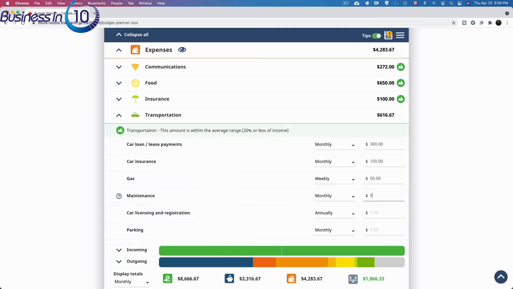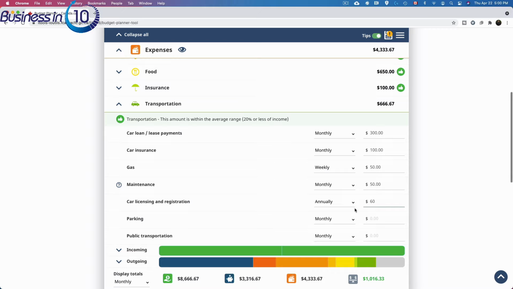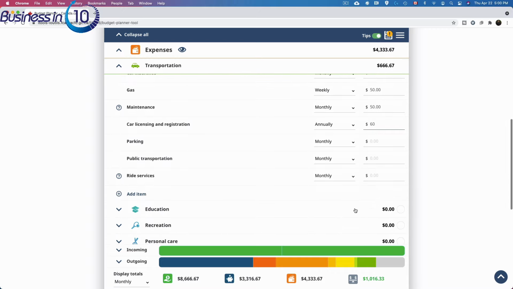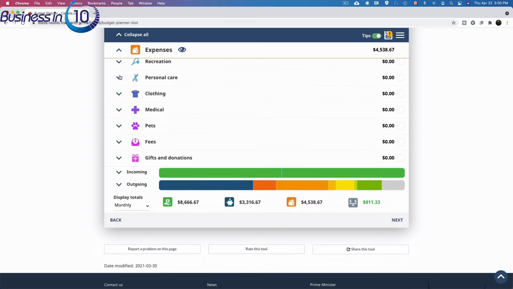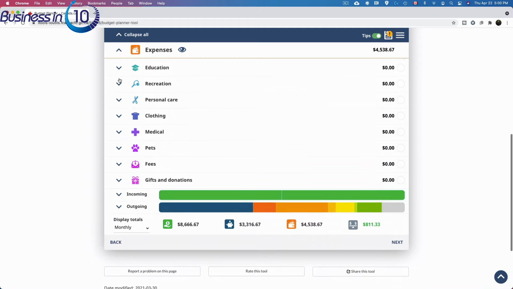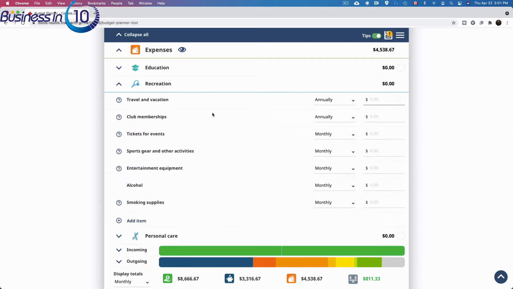I'm gonna put $50. Car license and registration, I'm gonna put $60, depending on the province you live in. You may have different costs in here. Parking, if you take your car to work or wherever you go and you have parking expenses, I'm gonna say $200 per month. Or if you take public transportation and don't use your car as often, then you put that number in there. Cool? So now let's look at recreation, travel and vacation.